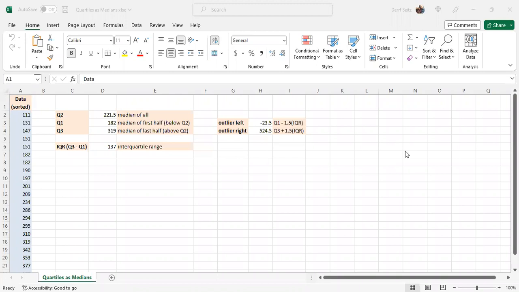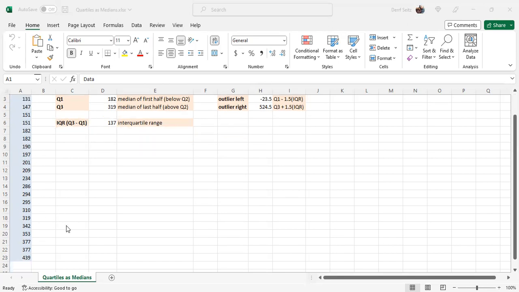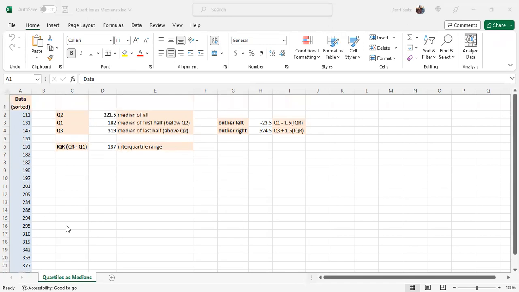Quartiles as medians. This Microsoft Excel spreadsheet calculates the quartiles as medians. Quartile 2 is the median of the entire data set. Q1 is the median of the first half, everything below Q2. And Q3 is the median of the last half, everything above Q2. The data is over here in sorted order to help us calculate these things quickly.